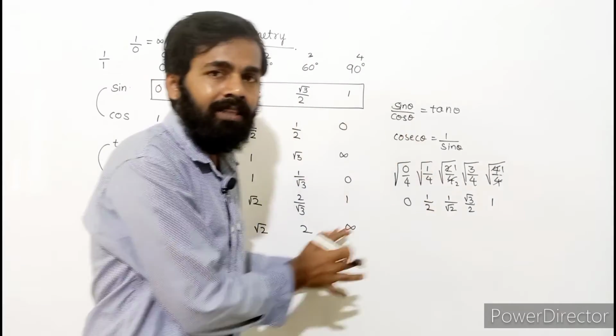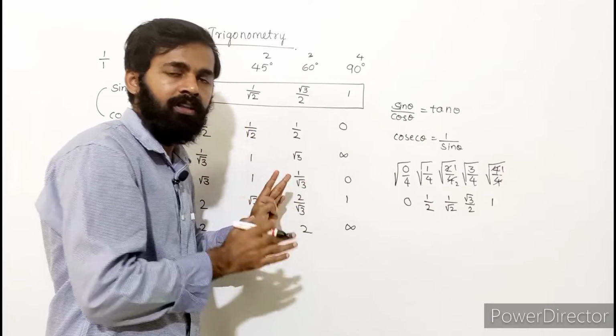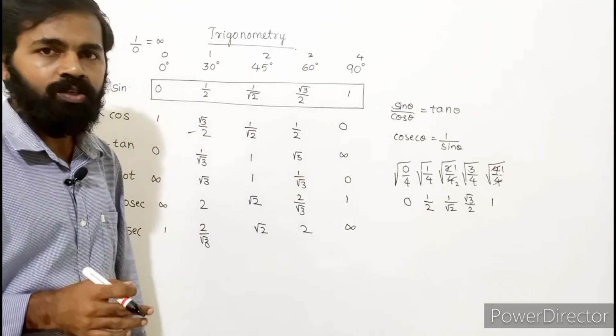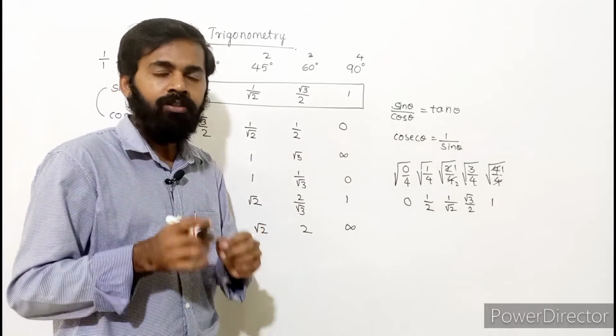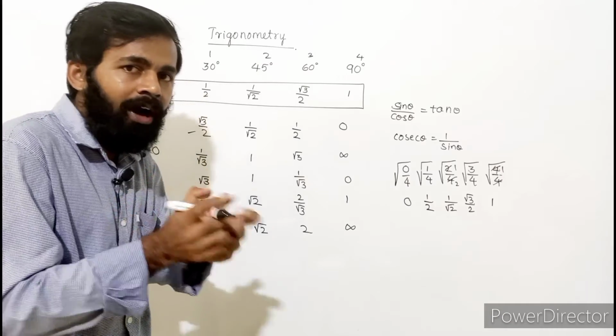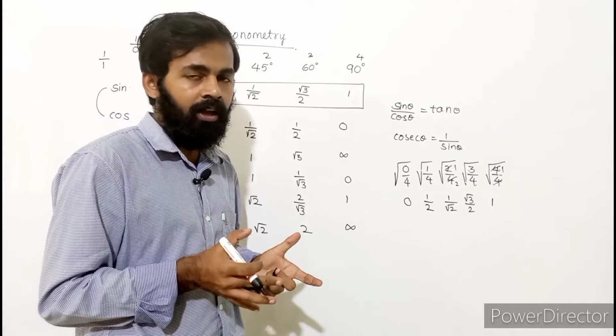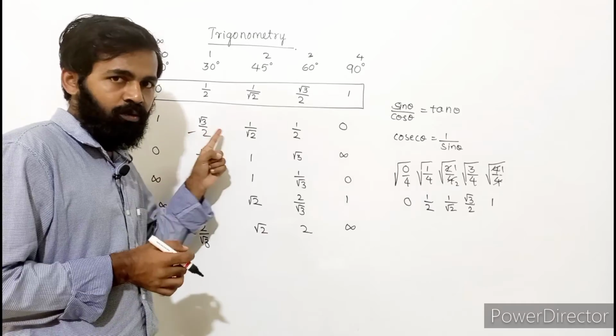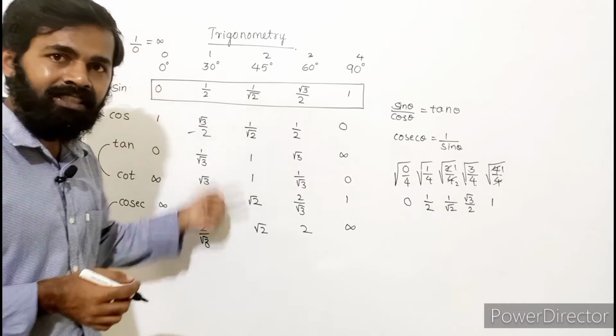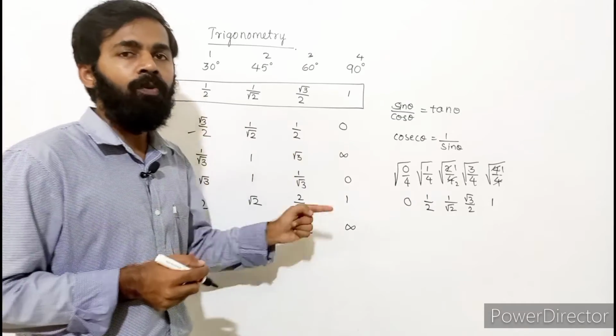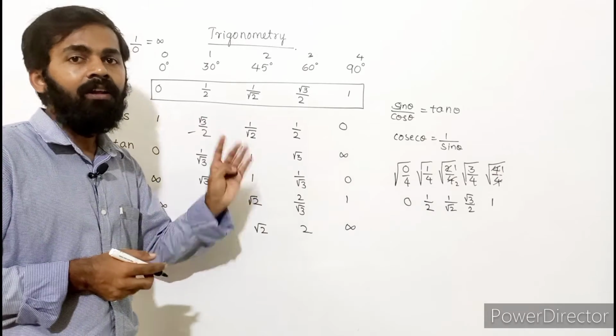These standard angles are very, very important. These values of the 6 trigonometric ratios are very, very important. You should be very fast in answering them. In the next class, we will solve a few problems based on the standard angles.